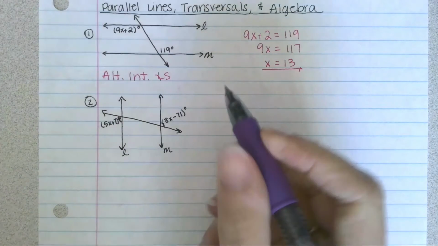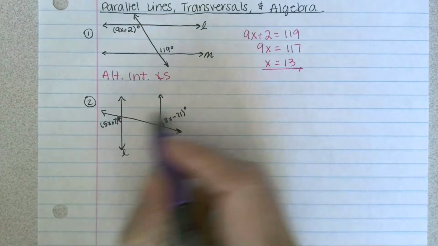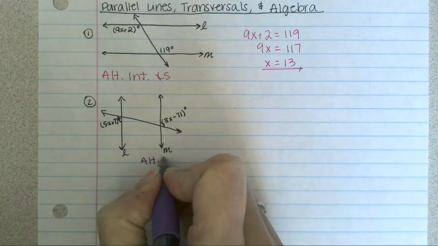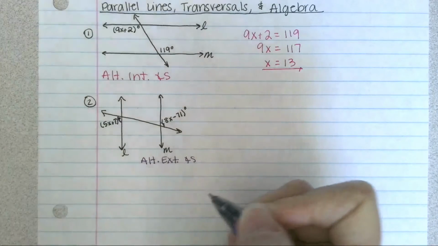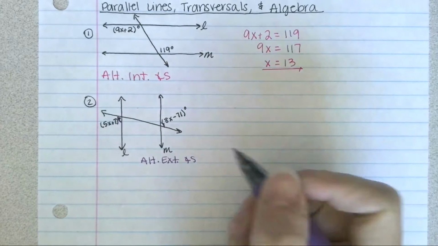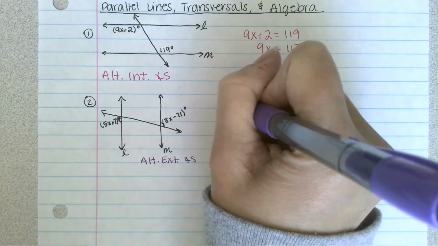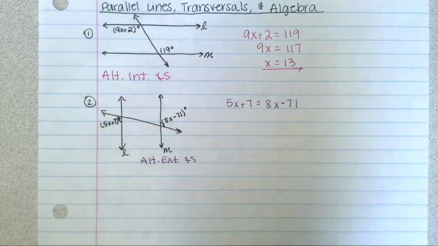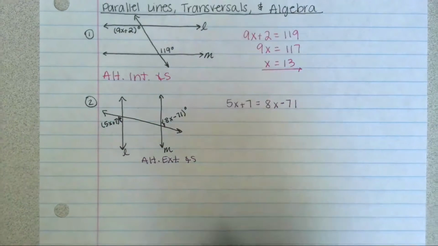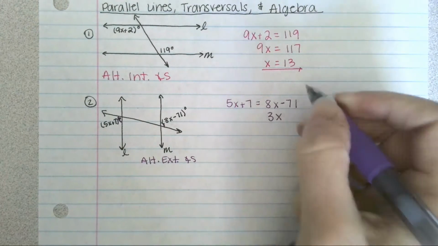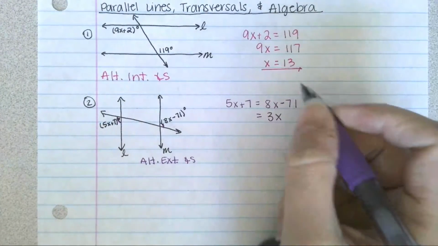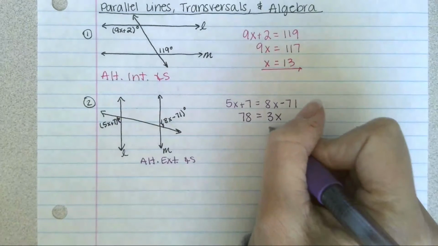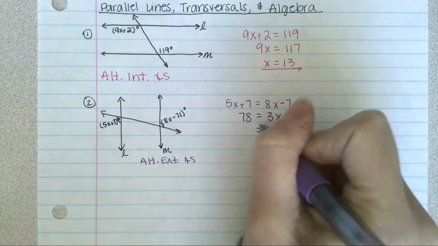Those are on opposite sides of the transversal, and they are both on the outside of my parallel lines. So these are alternate exterior angles. We know that alternate exterior angles are congruent, so again, I can just set these equal to each other. So 5x plus 7 has to be equal to 8x minus 71, and then I just need to solve for x. I'm going to subtract my 5x over here to give me 3x, and then I'll add my 71 over, so that gives me 78. And then if I divide both sides by 3, x is going to be equal to 26.